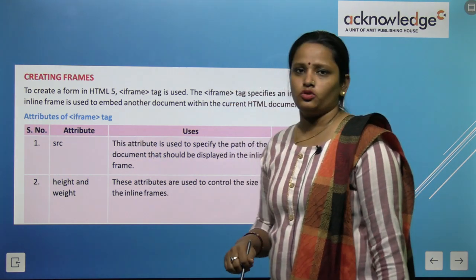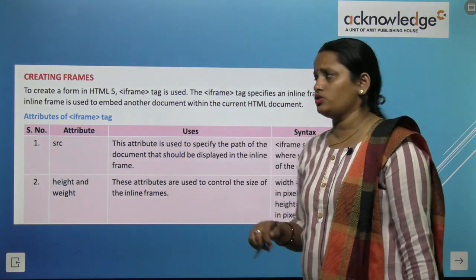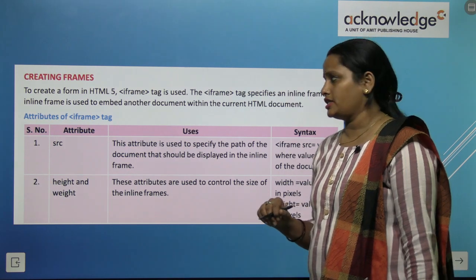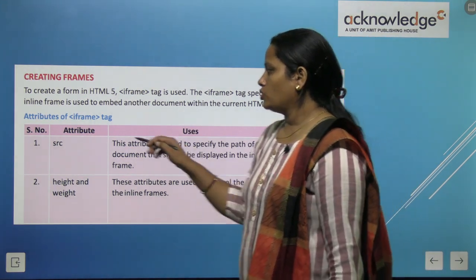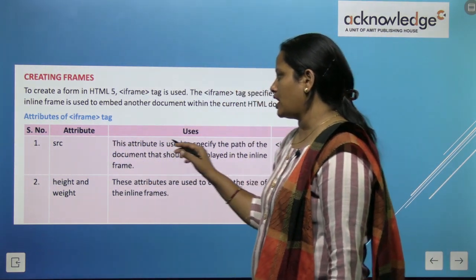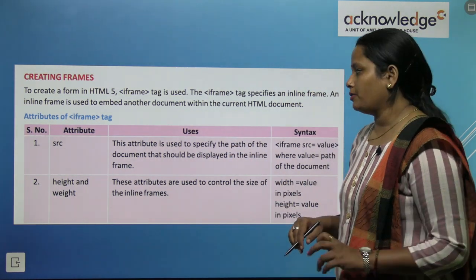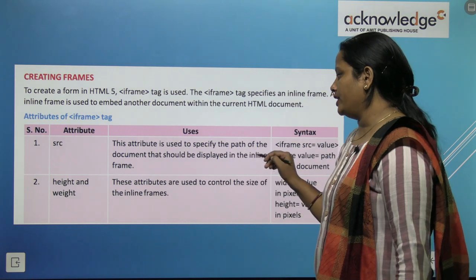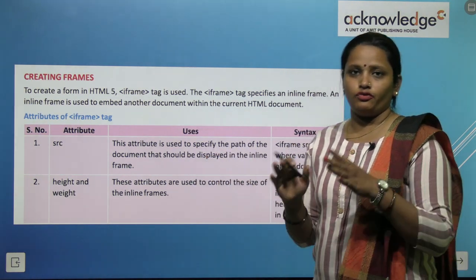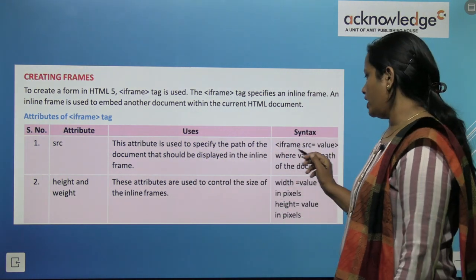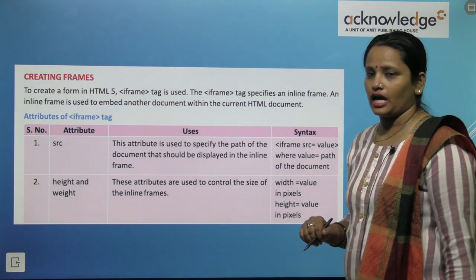Now here some attributes are given, their uses, and also the syntax is given. So the first one is src. This attribute is used to specify the path of the document. It tells the path of the document that should be displayed in the inline frame, which is inside the inline frame. For example, this is the example that we can type.